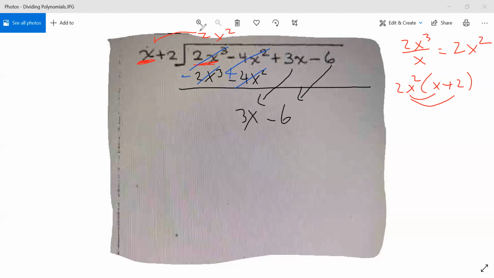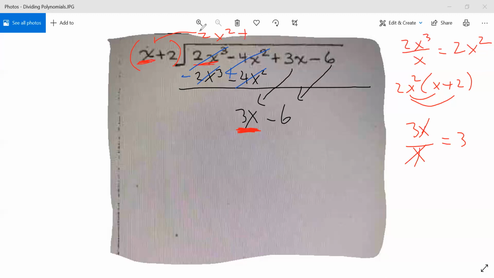the degree of the remainder is strictly less than the degree of the divisor. The divisor is this guy, right? Okay, now we're again doing the same thing. Take the first term of the new polynomial and divide it by the first term of the divisor. So that's 3x over x. X cancels out, so you get 3.